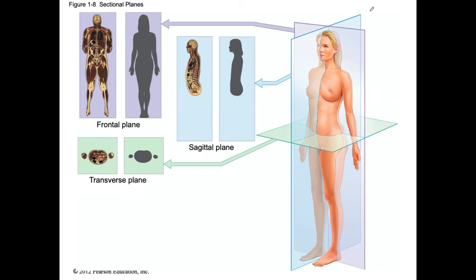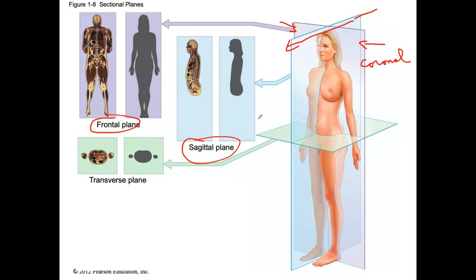So we can divide the body into a left and right half, and the left and right half, we call that the sagittal plane. We can divide the body into a front half and a back half, right? If we slice it this way, they call that the frontal plane, also referred to as a coronal plane. So coronal and frontal are the same. It's separating into a front half and a back half, just like we see up on the top left.